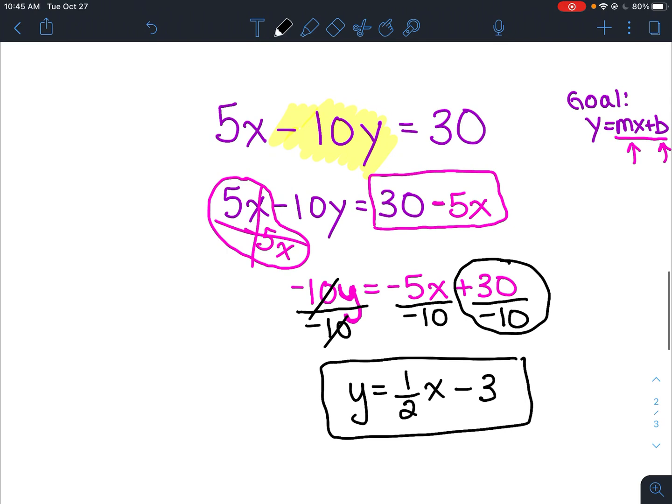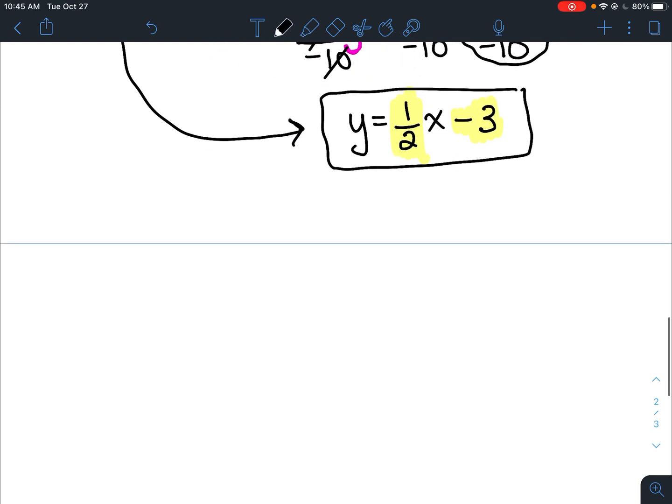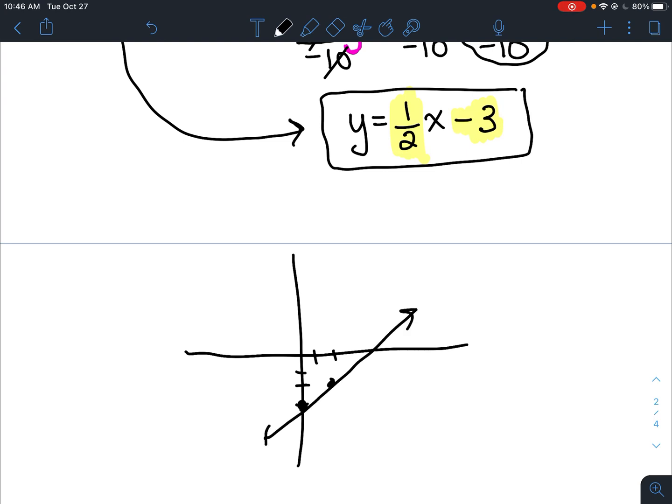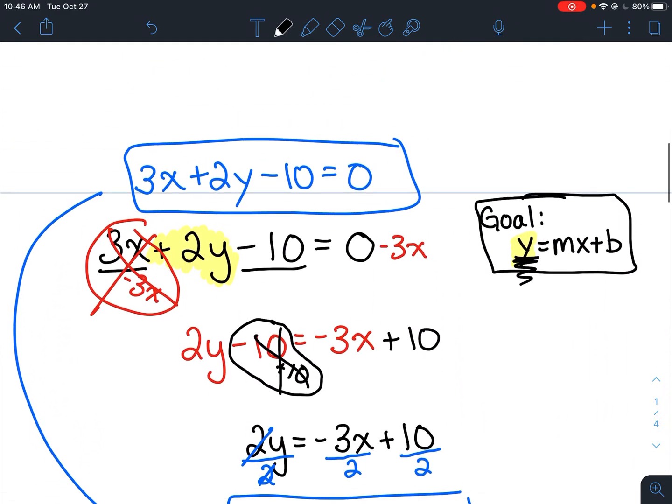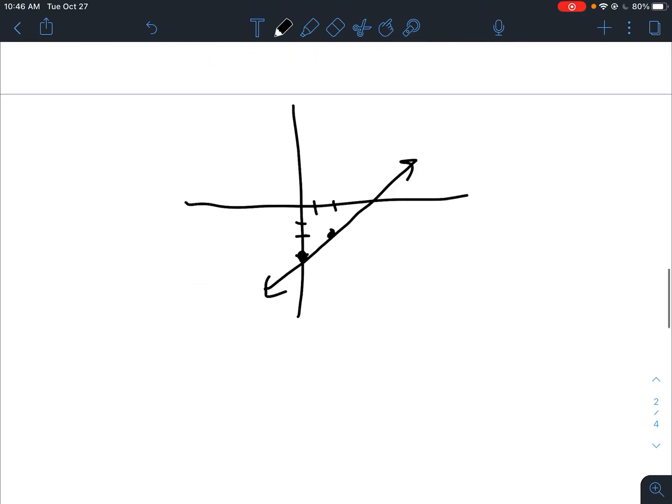So I took a standard form equation and I changed it into slope-intercept form. And remember, we like slope-intercept form because we can see the slope is a half and the y-intercept is negative 3. So if we actually wanted to graph this equation, I could start at negative 3 and then go rise over run, so up 1 over 2. I don't really have graph paper here, but up 1 over 2, up 1 over 2, and I could eventually make a whole graph. Cool. So that's how we convert from standard form to slope-intercept.